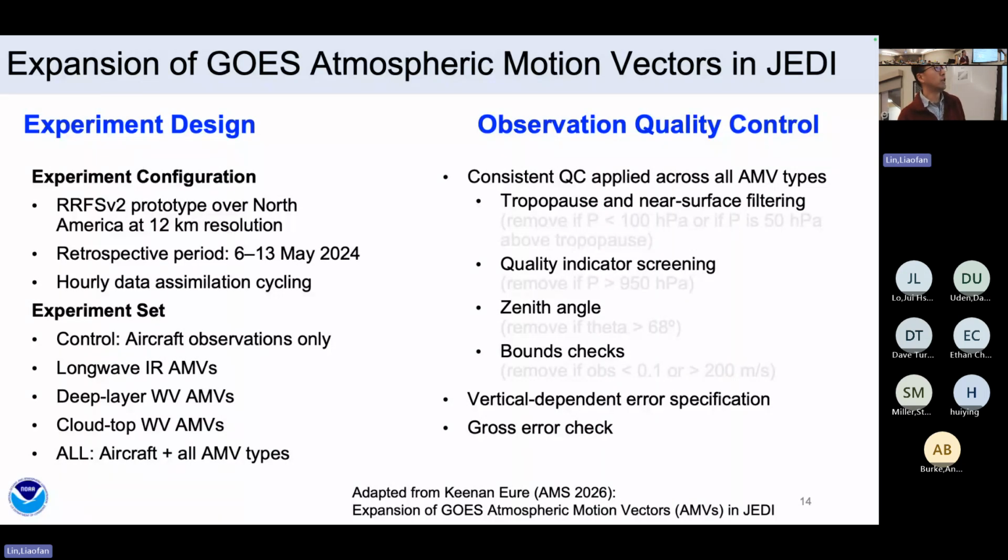And besides, in the system, there are a lot of complex observation quality control procedures. So I just show some high-level introduction, including troposphere and near surface filtering. And there are quality indicator screening, satellite zenith angles, and bound checks, vertical dependence, error specification, and gross check. There are a lot of details, so I don't show them in detail, rather just show in general what kind of quality control procedures are applied before those observations can be used by the system.